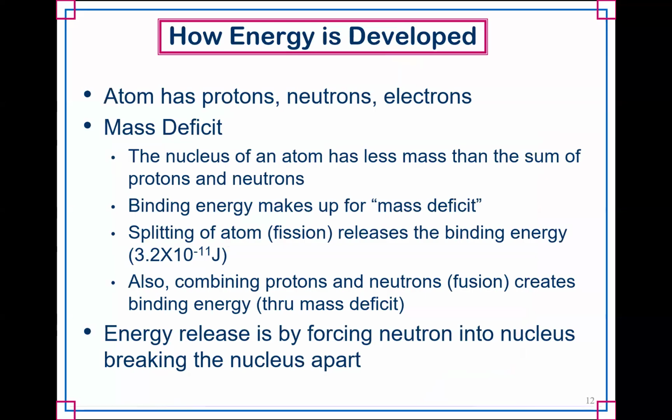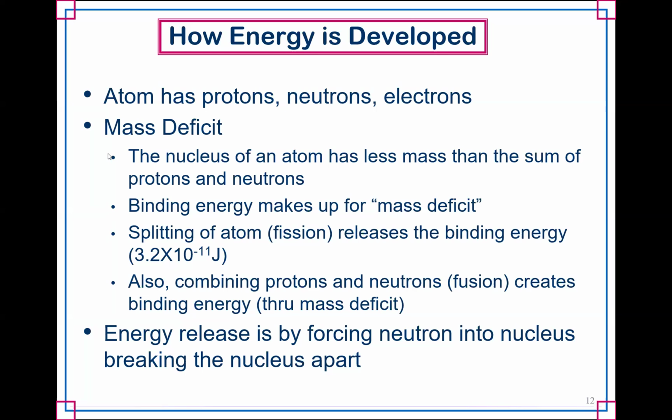So how do we get energy from splitting the atom, essentially? An atom has protons, neutrons, and electrons. We all remember that from high school chemistry. Where we may or may not have gone into is this mass deficit. The nucleus of an atom has less mass, interestingly enough, than the sum of the protons and the neutrons. So if you sum the mass of those two, the atom has a mass that is less than that. And where that comes in is what's called binding energy, keeping the neutrons and the protons in close proximity. That energy is quite strong, and it makes up for that mass deficit, the difference between the two.